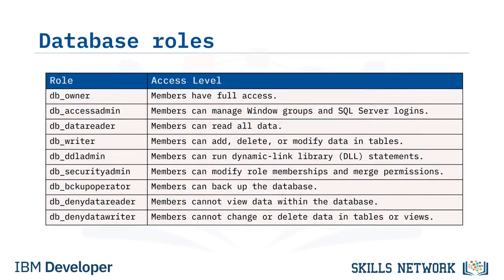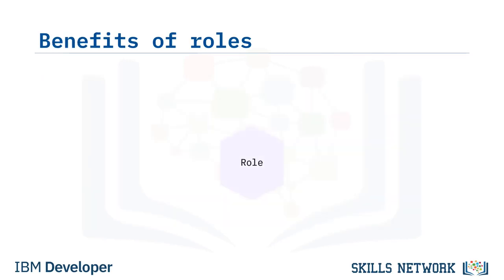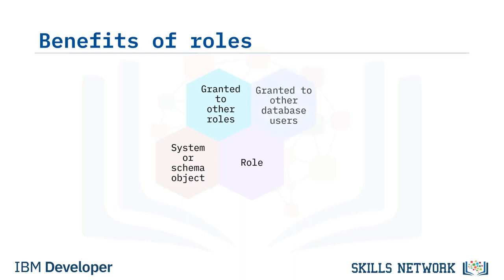The table contains a list of some of the more common user roles and their associated access levels. Database roles can be granted to set system or schema object permissions to other roles. However, a role cannot be granted to itself and cannot be granted circularly. For example, role A cannot be granted to role B if role B has previously been granted to role A. Roles can be granted to any database user, to a user as either enabled or disabled.